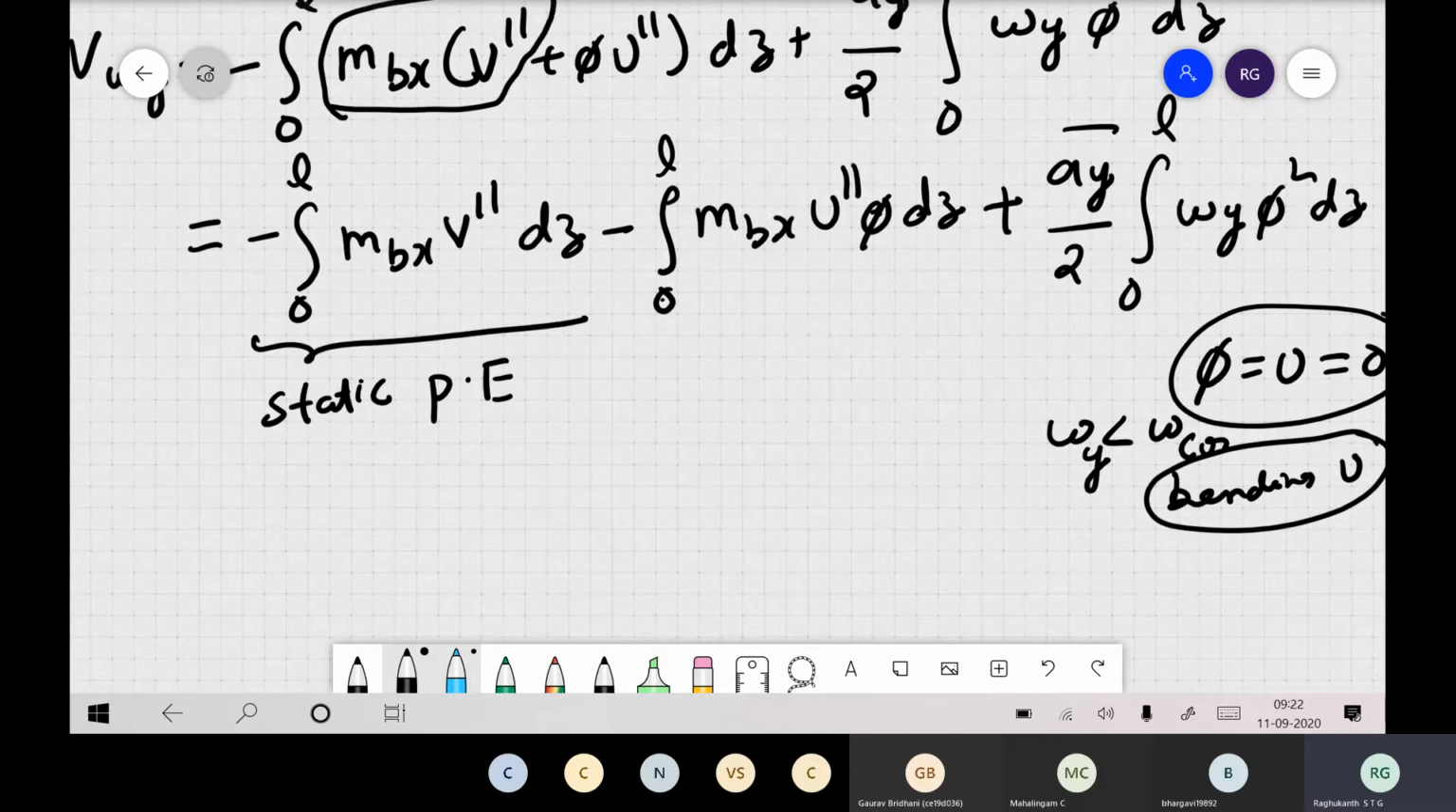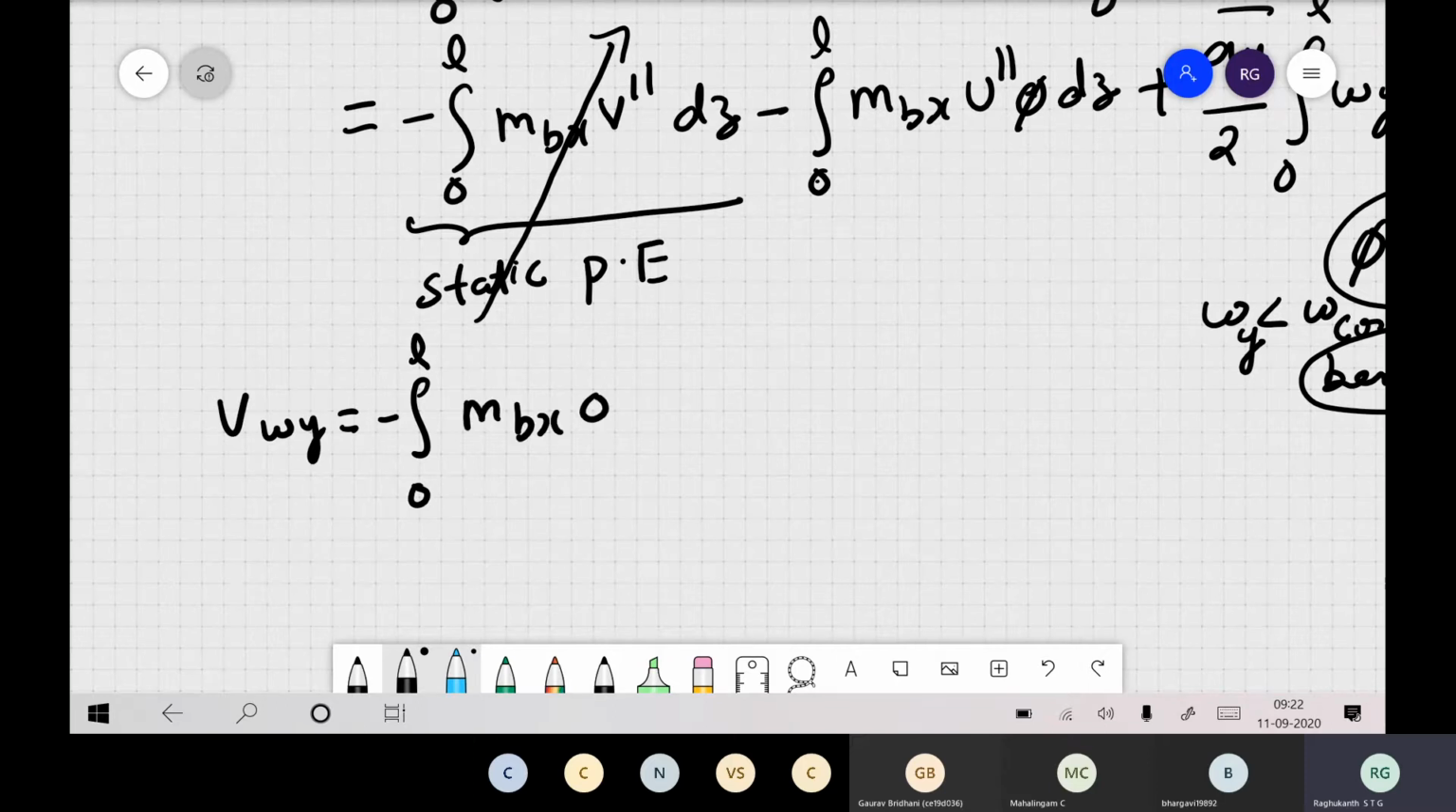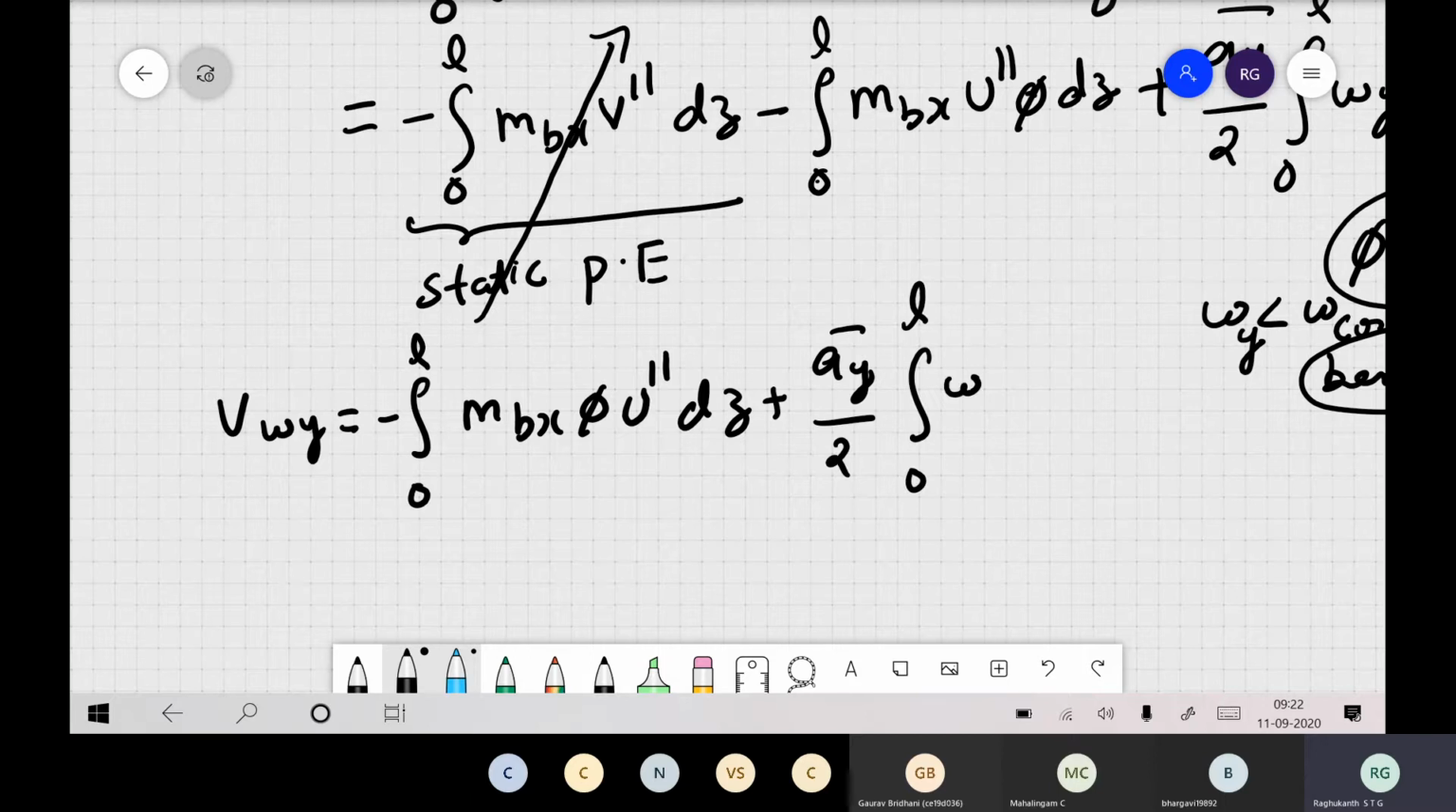And you remember, in the strain energy expression we have ignored that bending, the v double dot kind of a thing. So in the load also, this is static potential energy, which is not important for our buckling, so this has to be ignored actually. If you ignore this quantity, your work done, 0 to L, we ignored in the starting also when we wrote our strain energy. So this expression will be Mbx phi u double dash dz plus Wy bar by 2, 0 to L, Wy into phi square dz. This is the work done by our load.